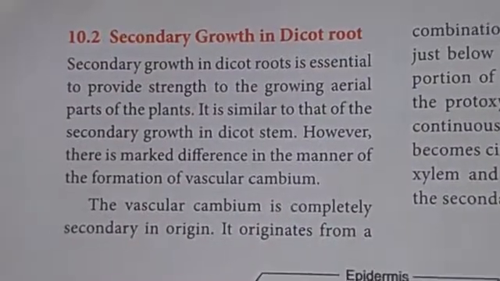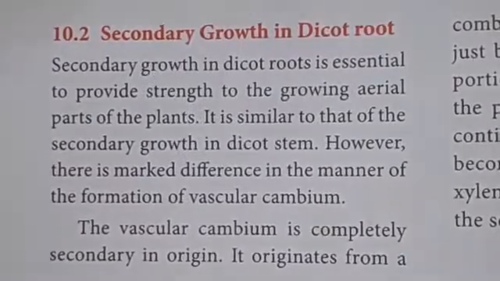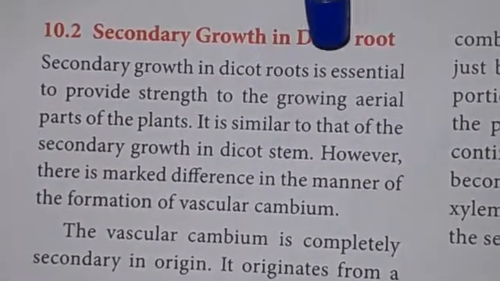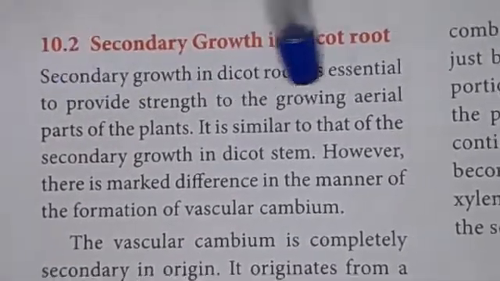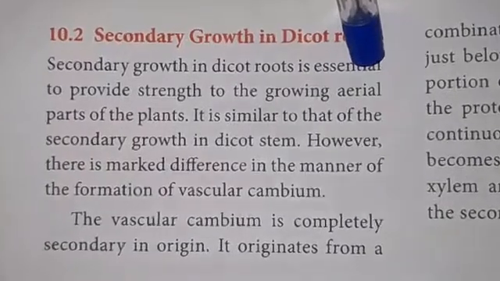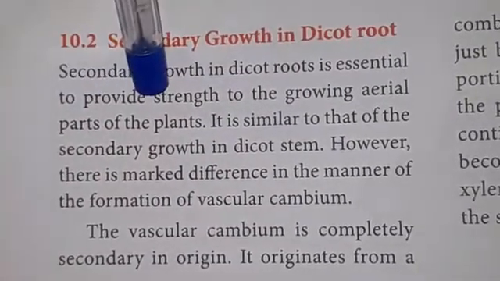Secondary growth in dicot root. Secondary growth in dicot root is essential to provide strength to the growing aerial part. What is meant by aerial part? The structure present above the soil is called the aerial part, that is, the shoot system of the plant.